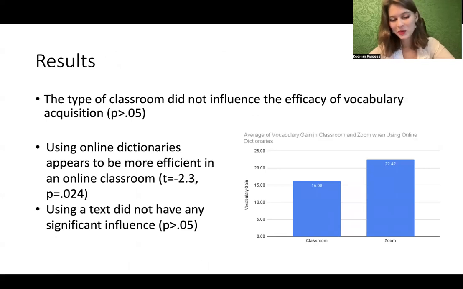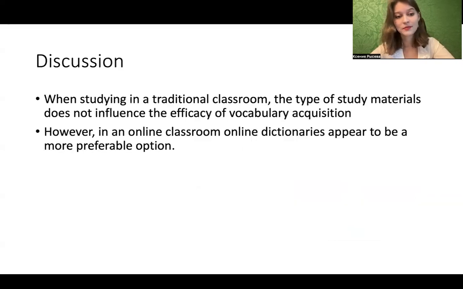Moving on to the most important part, the results. The type of classroom did not influence the efficacy of vocabulary acquisition, as it turned out. However, using an online dictionary appears to be more efficient in an online classroom. The statistical significance was at the level 0.024. At the same time, using a text did not have any significant influence.